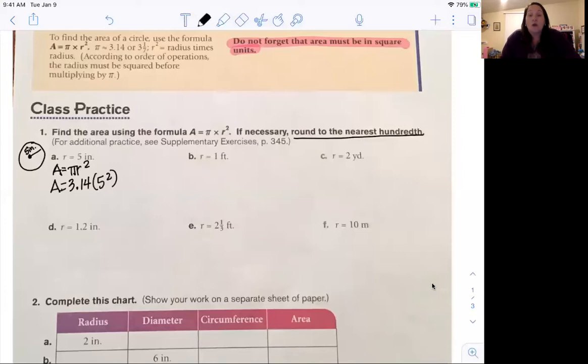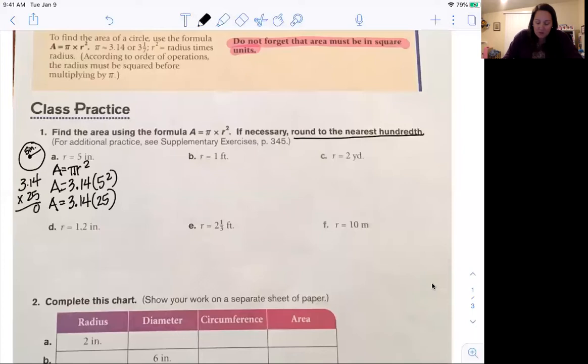Now, don't get tripped up. It is not 5 times 2. It is 5 squared, which means 5 times 5, which means 25. Area equals 3.14 times 25. I don't have that one off the top of my head, so I'm just going to come over here and do a little bit of math. You do it as I do it.